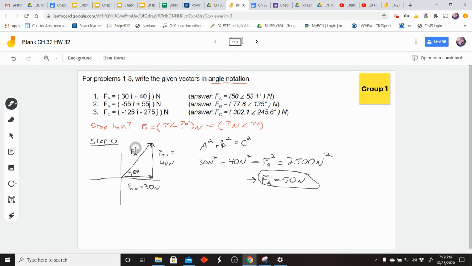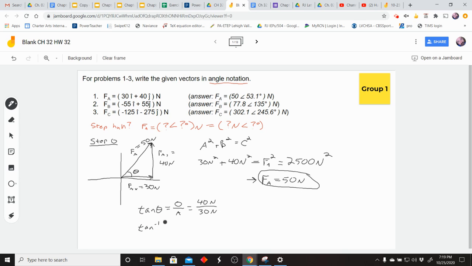The other thing we need to figure out is what is this angle theta? At this point, I know all 3 sides, so I can do any kind of inverse trig to get to this angle. But I think it's a good idea to just always stick with tangent when you're doing these things. So remember that tangent theta will equal the opposite over the adjacent. So what is the opposite from this angle? It's this one, 40 newtons, over the adjacent, which is this one, 30 newtons.